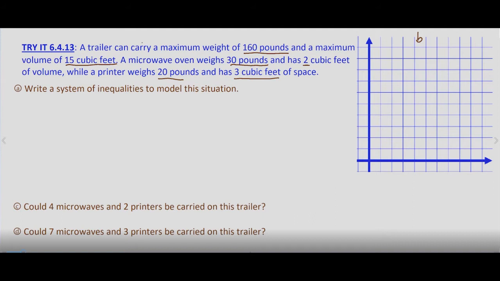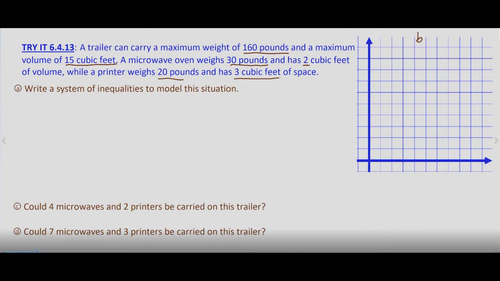We're told that a trailer can carry a maximum weight of 160 pounds and a maximum volume of 15 cubic feet. A microwave oven weighs 30 pounds and has 2 cubic feet of volume, while a printer weighs 20 pounds and has 3 cubic feet of space. So I underlined the weights and the volumes for each of these.